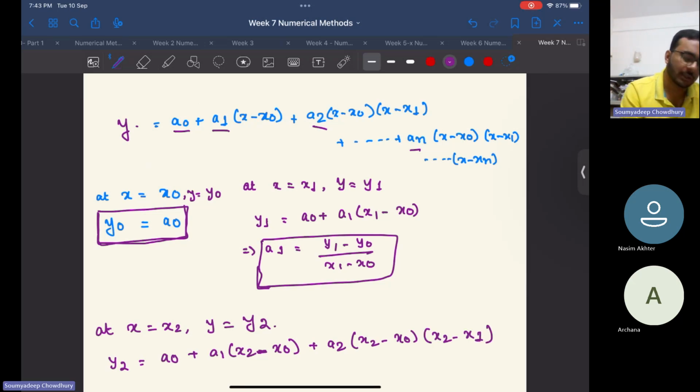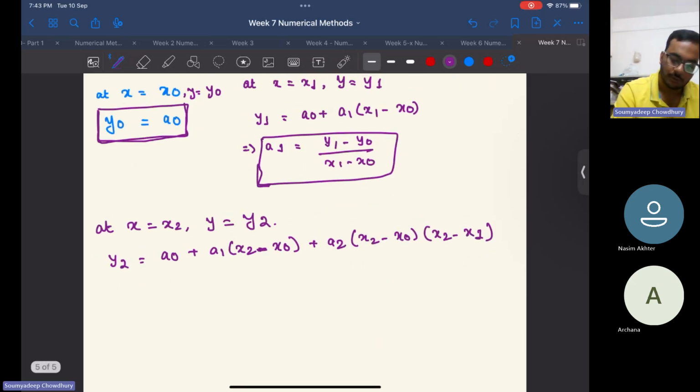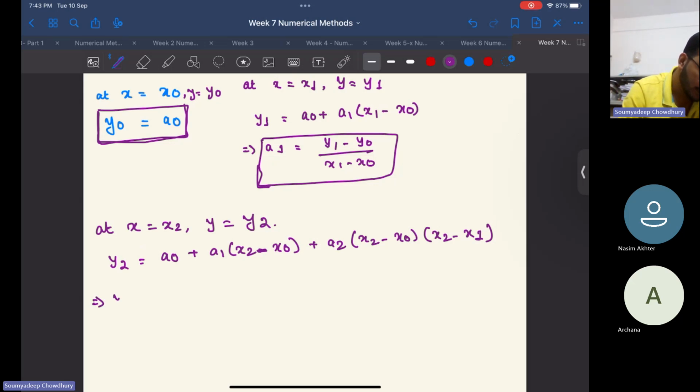So the remaining terms will all reduce to 0. Now I simplify this one: y2 will be a naught, which is y naught, plus a1. This is basically delta y naught by delta x, so a1 we represent by delta y naught by delta x.